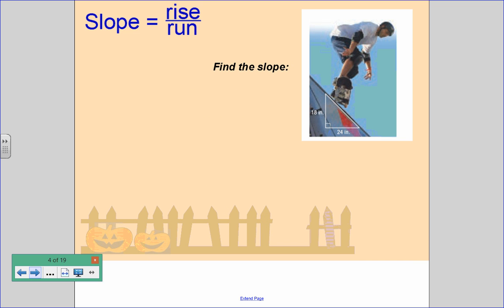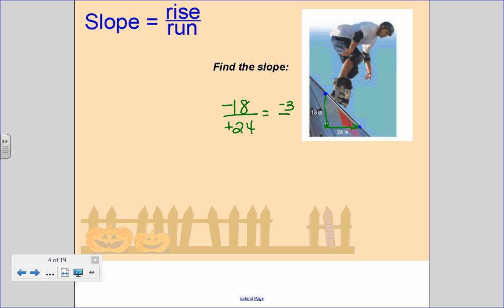All right, let's find the slope for this decline that this skateboarder is going down. Again, choose any point to start from. It can be either of these that we're given calculations for as far as rise and run. I'm going to start here on the left. So I'm rising, that's the up and down movement, 18. Because I went down, that is a rise of -18. And then I'm running to the right, a positive 24. We'll need to reduce this to get -3/4.